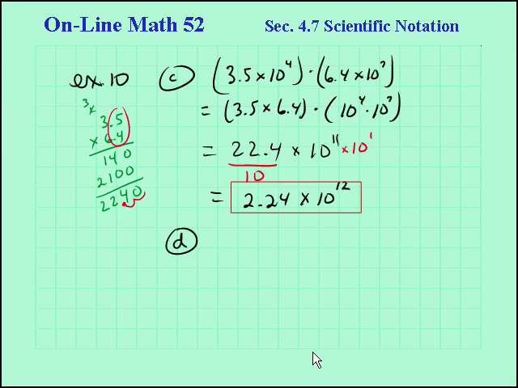Let's conclude this now with letter D. And I see we have 3.6 times 10 to the 6th divided by 7.2 times 10 to the negative 2. We're going to just separate it right here, but I want to write that out anyway. 3.6 over 7.2, that means divided by 7.2, times 10 to the 6th over 10 to the negative 2.